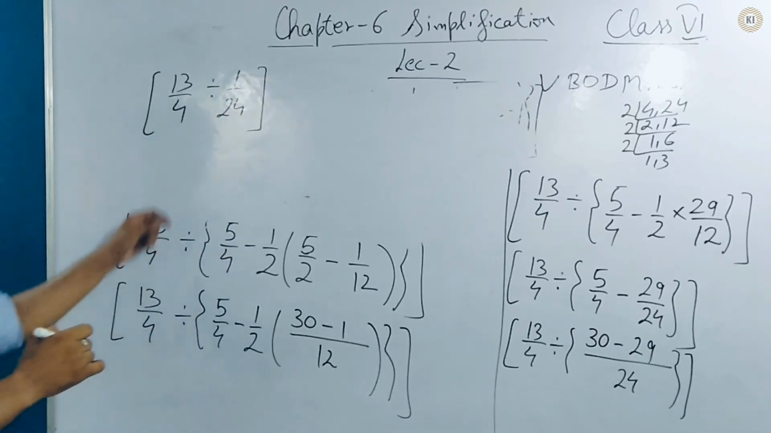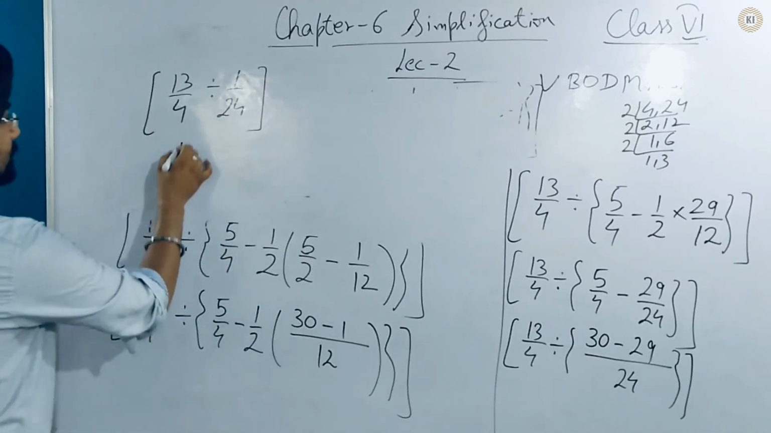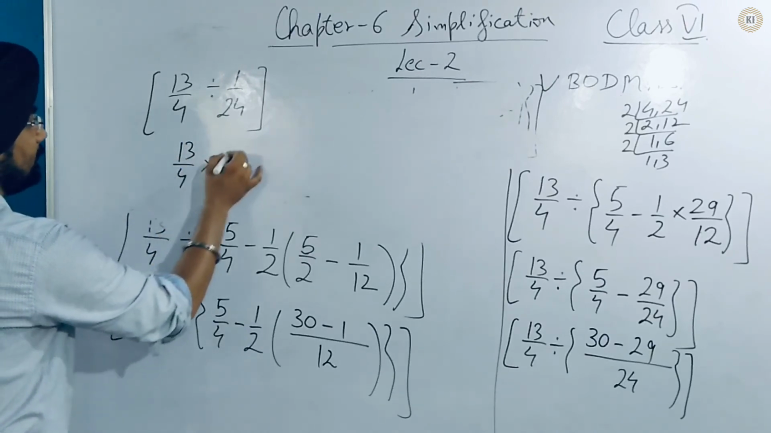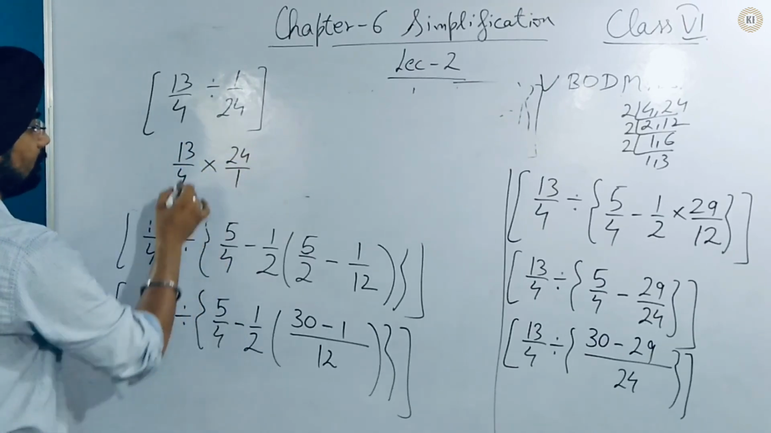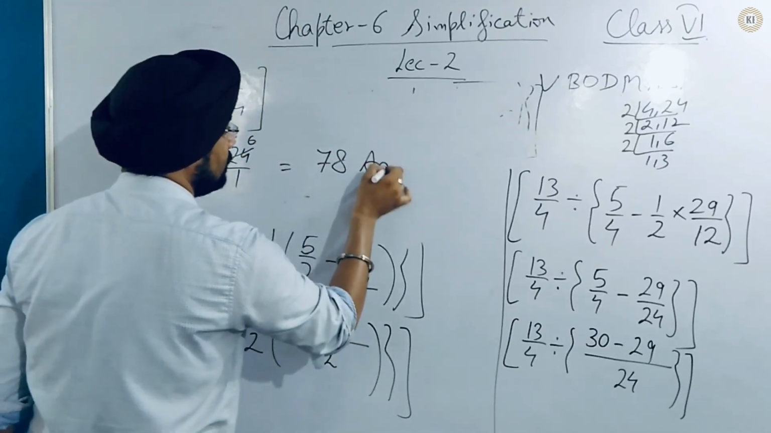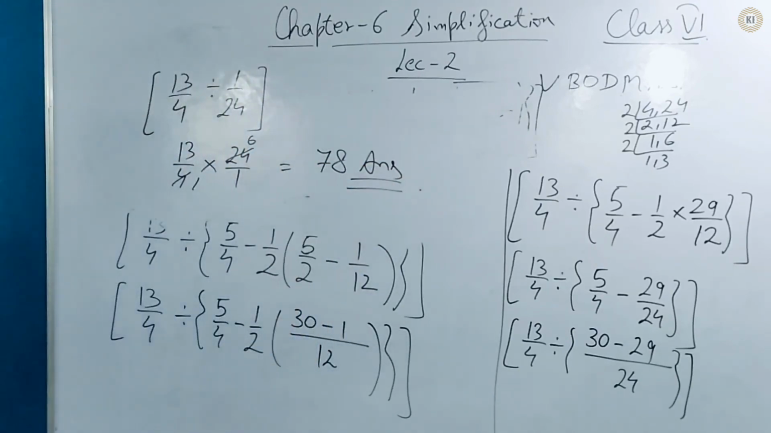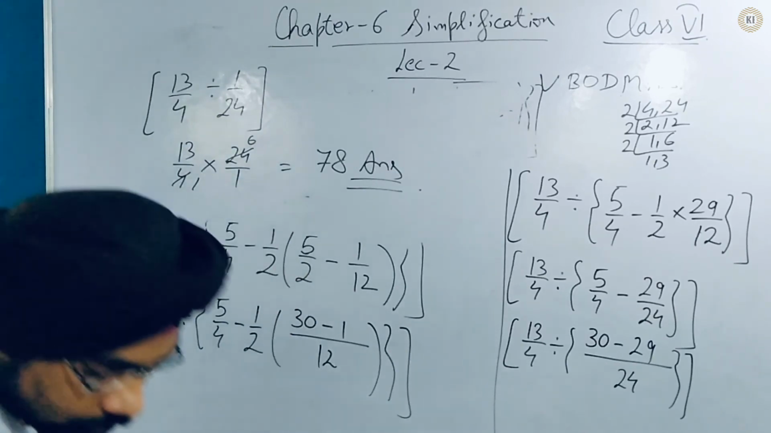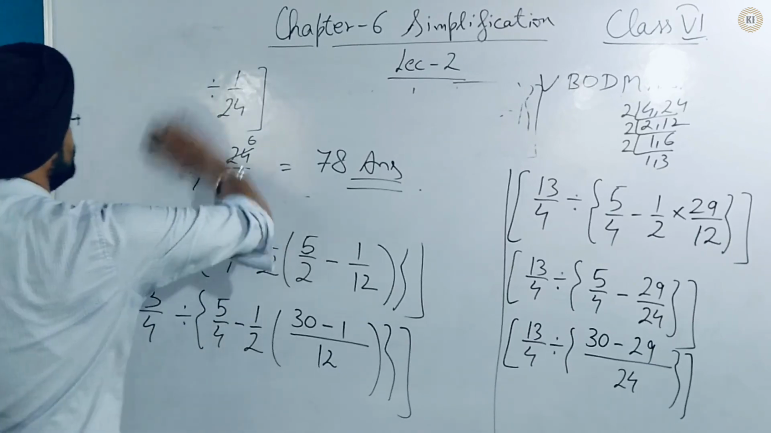Now at the last we are going to solve this square bracket. So 13 by 4 multiply 24 upon 1, 4 1s are 4, 4 6s are 24, 13 6s are 78, and this will be our answer. So now see, next question based on the simplification.